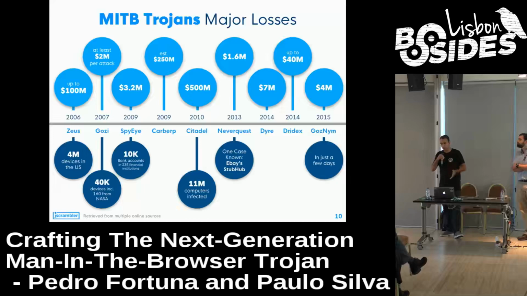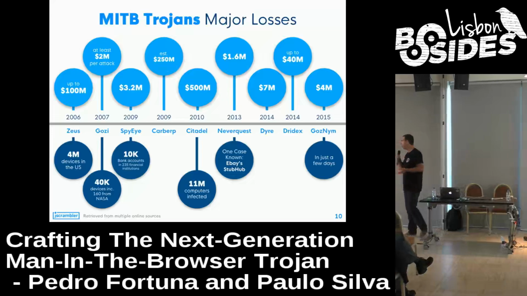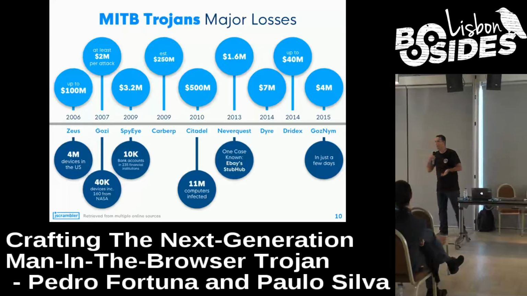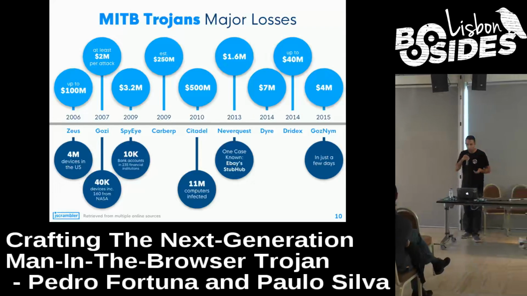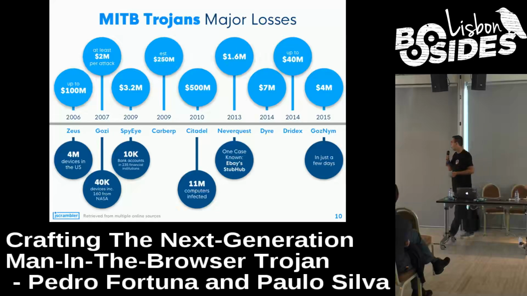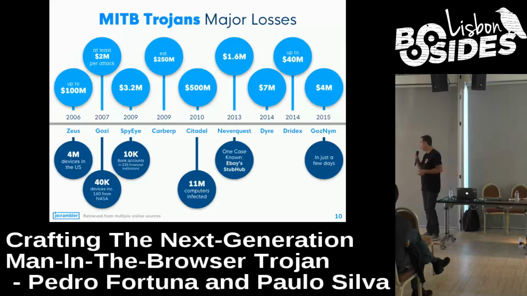But the thing is, no one knows the real size of this problem. I mean, we don't know how many man-in-the-browser Trojan attacks go unnoticed. But to give you a couple of examples, in 2007, Gozi was able to compromise 160 devices from NASA.